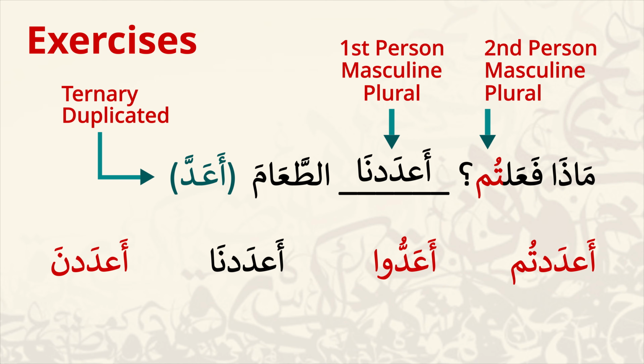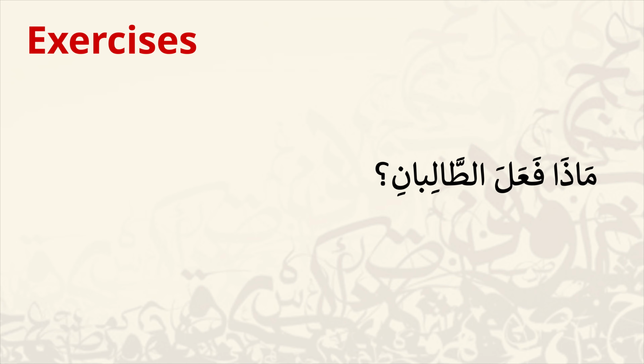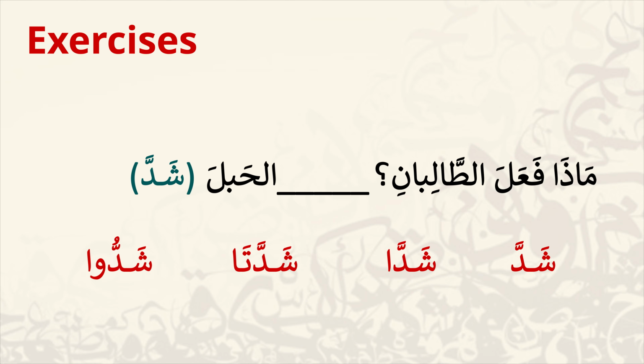What about this example? ماذا فعل الطالبان? Space الحبل. Conjugate the verb in brackets شدا. What is the correct answer?